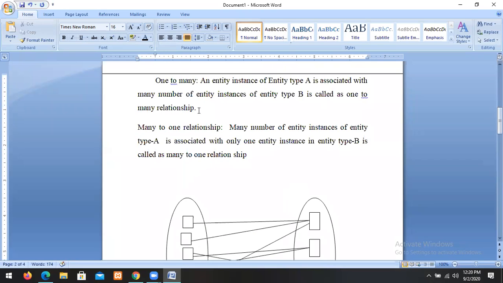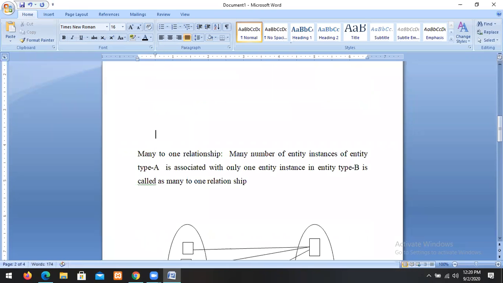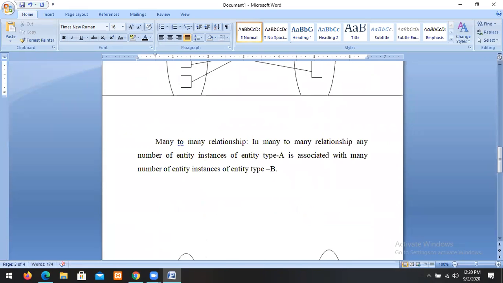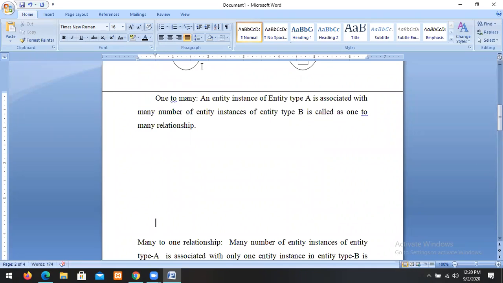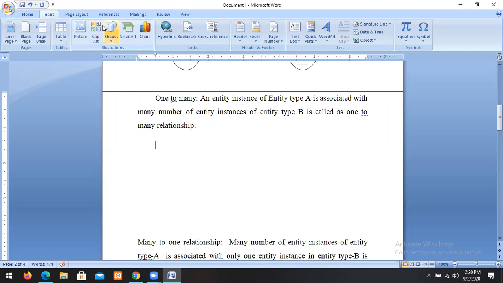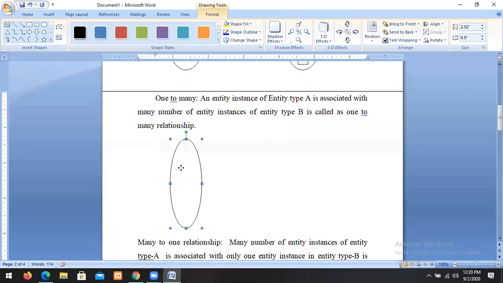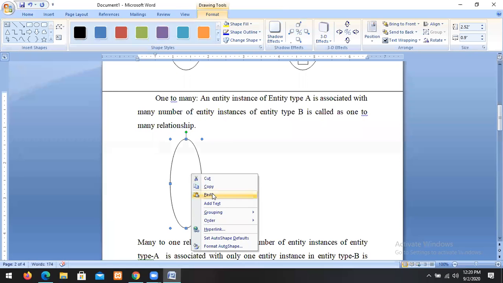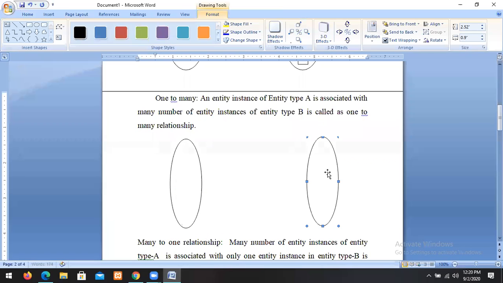Now the diagram for the one-to-many relationship. In one to many, each entity instance of A can be associated with many entity instances of entity type B. The diagram is missing, I deleted the diagrams by mistake. This is one entity instance, this is also another entity type, and these are the entity instances.